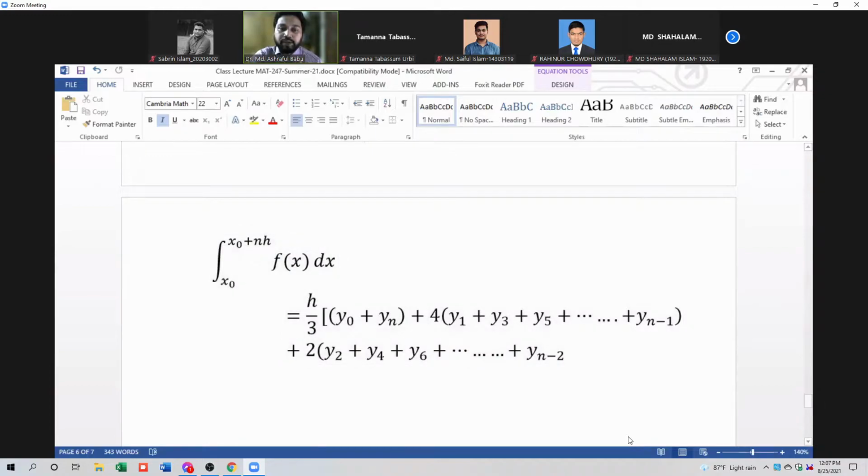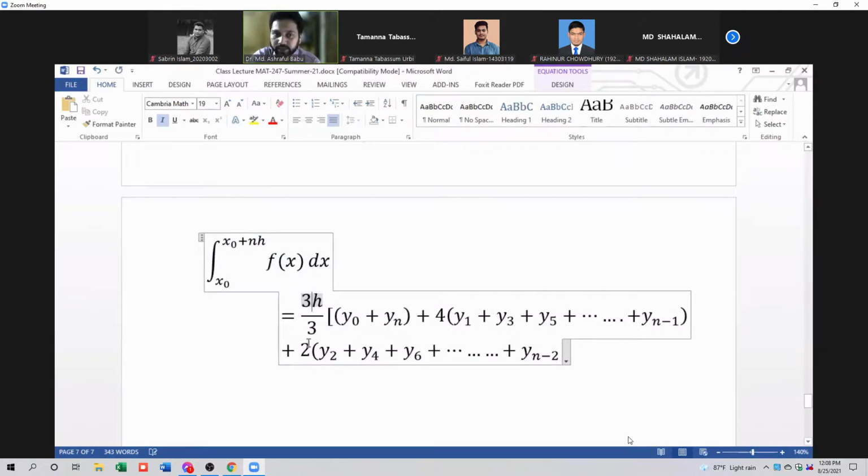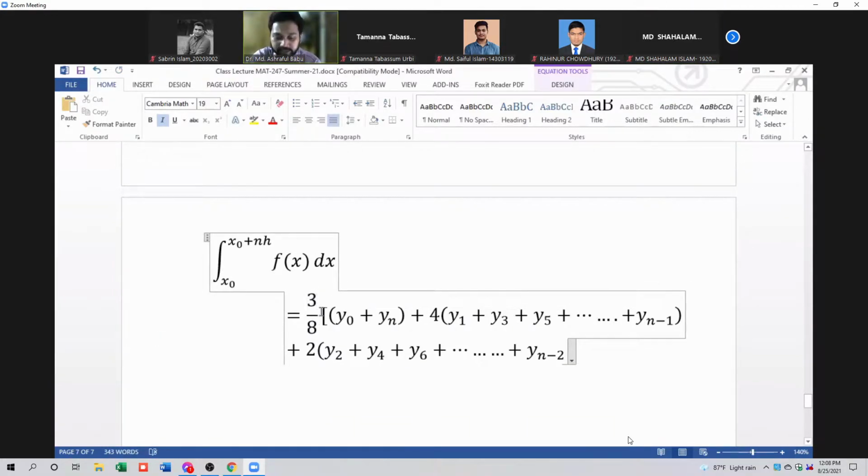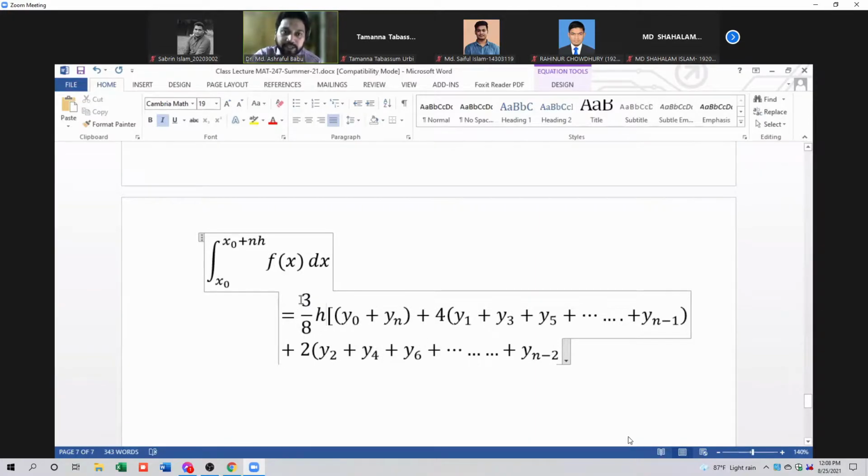The formula is quite similar. The first ordinate plus last ordinate are the same, so that will be 3h by 8. That is why this is called Simpson's three-eighth rule. Or you can write the 8 in here, or multiply by 8, it doesn't matter. It is just for understanding why it is called the three-eighth rule, because the whole thing is multiplied by 3h by 8. Sorry, I think I'm missing something, the bracket I'm missing.